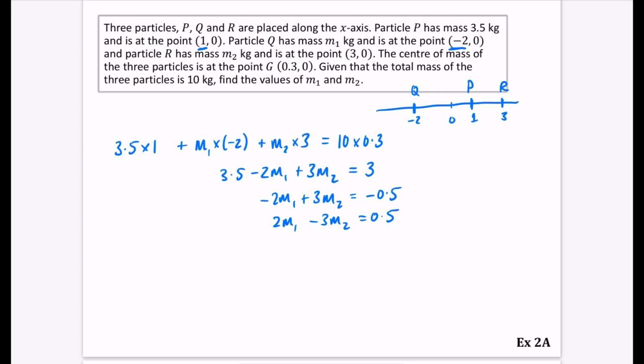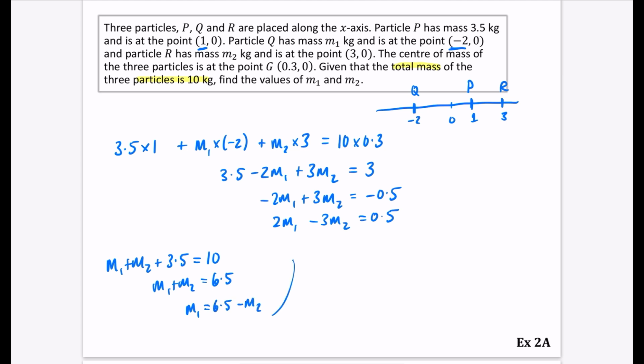Now, we need to be able to find out what m1 and m2 are. There is one other fact that we haven't fully used yet, which is that the total mass of the 3 particles is 10 kilograms. So m1 plus m2 plus the first one, which was P, 3.5, is equal to 10, which means that m1 plus m2 is equal to 6.5. So all I really need to do is solve this simultaneously. I might just make m1 the subject, so m1 is 6.5 minus m2.